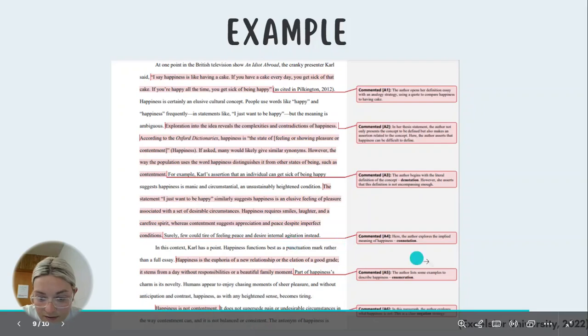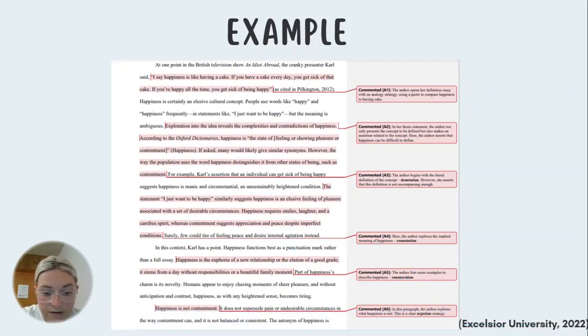And then here they have the enumeration. So this is happiness is a euphoria of a new relationship or the elation of a good grade. It stems from a day without responsibilities or a beautiful family moment. So again, they're listing those qualities and characteristics that come with that word. And this is their first body paragraph. So that was the technique they used for their first body paragraph, the enumeration. Like I said, I would stick to one technique per paragraph. And then in your conclusion, you would just summarize all of those points, your thesis, and then conclude with a final statement.